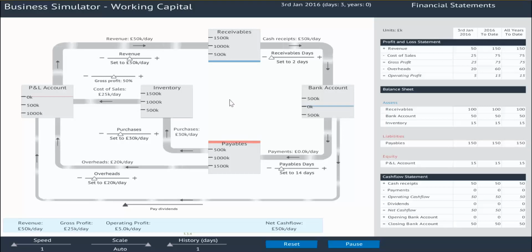So we click Start, and we see the receivables balance staying fairly constant because customers are paying after 2 days. Net cash flow is £50,000, revenue also £50,000, and this is because we haven't yet started to pay suppliers.